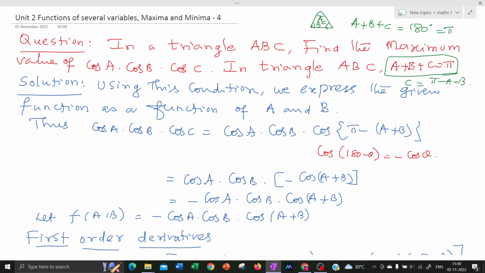Substituting c equal to pi minus a minus b, the given function becomes cos a cos b cos of (pi minus a plus b). What is cos of 180 minus theta? Minus cos theta. Therefore, that f of a comma b becomes cos a cos b into minus cos of (a plus b). Take the minus outside, then minus cos a cos b cos of (a plus b). So what is f of a comma b here? Minus cos a cos b cos of (a plus b).